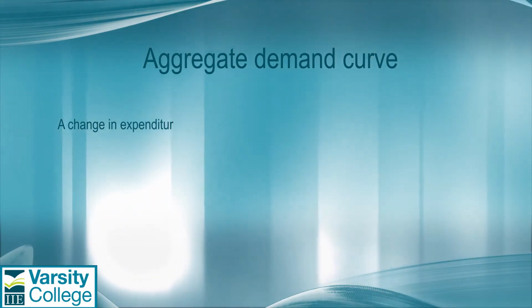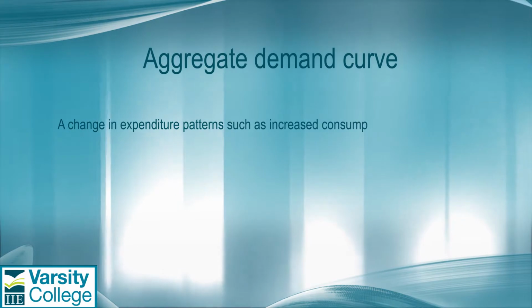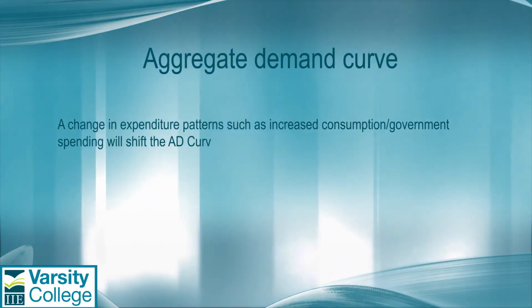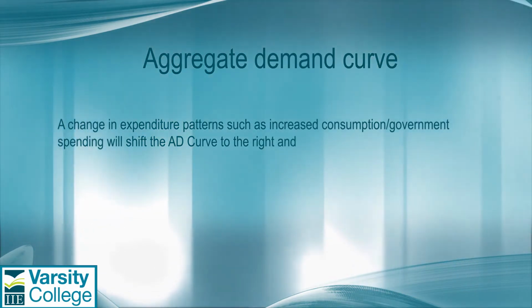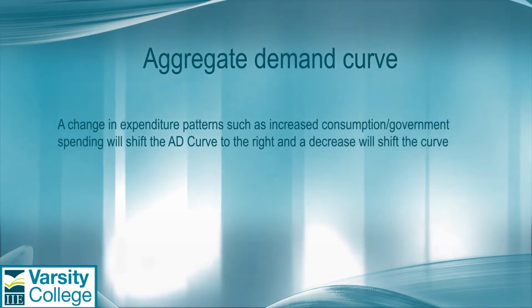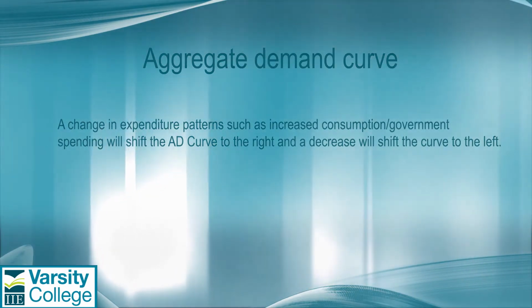Changes in expenditure patterns, such as increased consumption and increased government spending, will shift the aggregate demand curve to the right, and a decrease in consumption and government spending will shift the curve to the left.